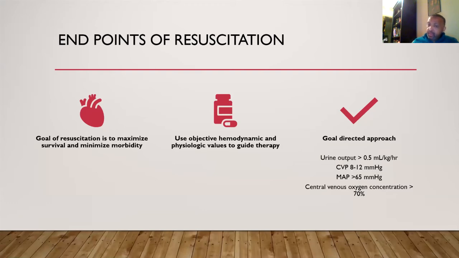Now, if your other numbers are better, like your altered mental status is back to baseline and urine output is adequate, then you might settle for systolic blood pressure rather than mean arterial pressure, because mean arterial pressure for a different reason might not get to 65. So sometimes we do settle for a systolic blood pressure in the 90s, 100, depending on the patient's condition and prior blood pressure pattern. If you do have access to central venous oxygen saturation, obviously above 65 to 70% will be your end of resuscitation.